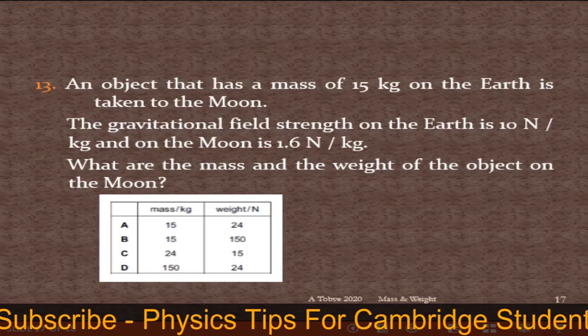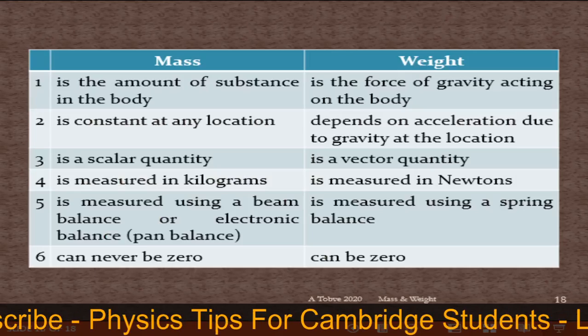So I end up again with the comparison between mass and weight. Mass is the amount of substance in the body, and weight is the force of gravity acting on the body. Mass is constant at any location, but weight depends on acceleration due to gravity at the location. Mass is a scalar quantity, weight is a vector quantity. Mass is measured in kilograms, weight is measured in newtons.